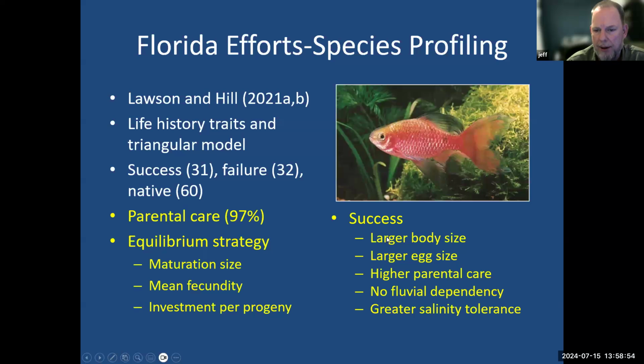Success was related to larger body size. That was a dispersal one. Salinity tolerance also was dispersal. But these two, larger egg size and higher parental care, were pretty much for all the different stages of invasion, from reproduction to spread, and then no fluvial dependency. So species that require sort of riverine conditions, spawning conditions, have not been successful in Peninsular Florida. We do have a couple of native species that just get into the peninsula, but many fluvial species have been released, and there's so far been no success for them.